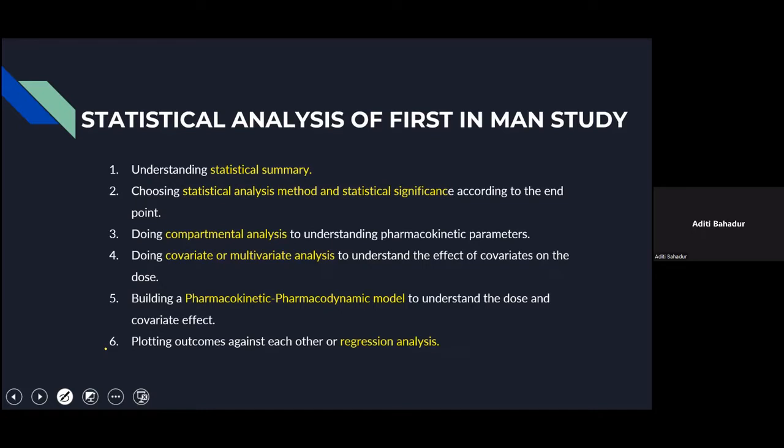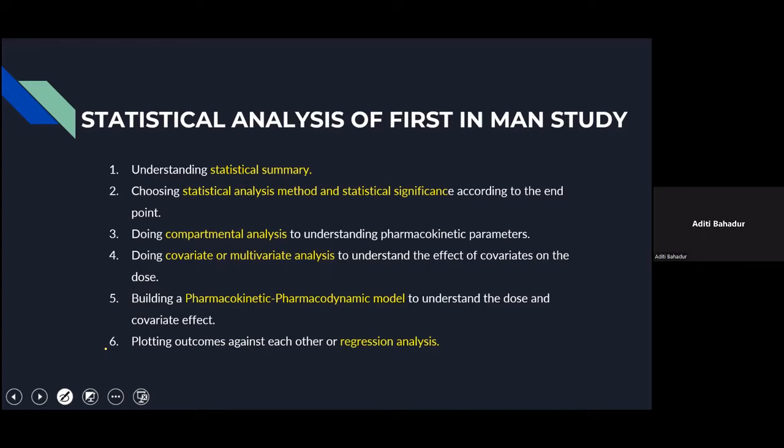And here we do compartmental analysis to understand the pharmacokinetic parameters. This will be a very generalized pharmacokinetic analysis, since it's not done in patients, because here we choose healthy subjects. So here we will understand the pharmacokinetic parameters in healthy human subjects, and understand how the drug's pharmacokinetics behave.